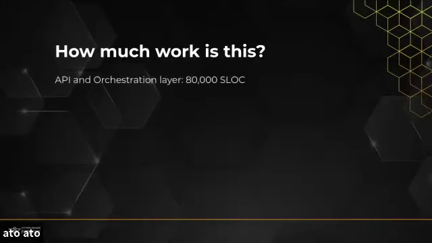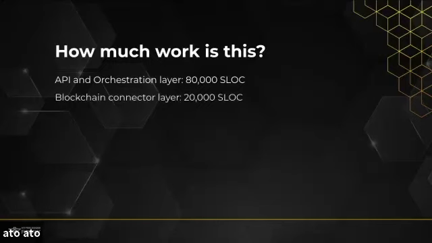So there's the API and orchestration layer. It's integrating a database, a blockchain, on-chain, off-chain storage, a bunch of things. It's managing state of events. And so this is what we call FireFly core. That's 80,000 lines of code. So that's a good chunk of code.